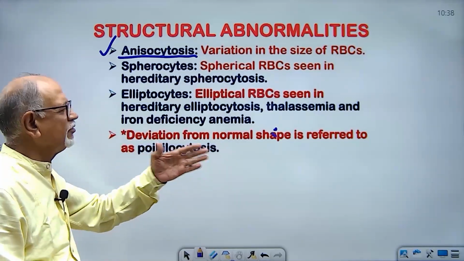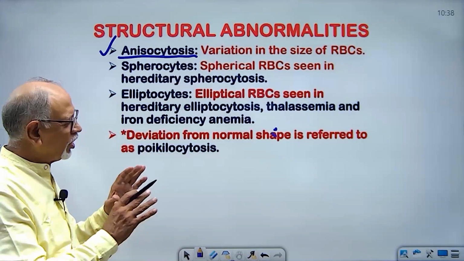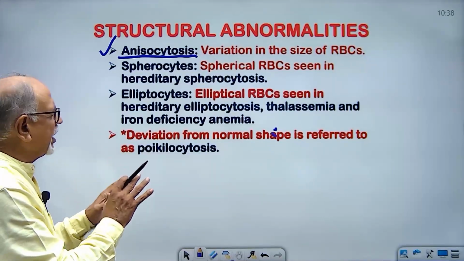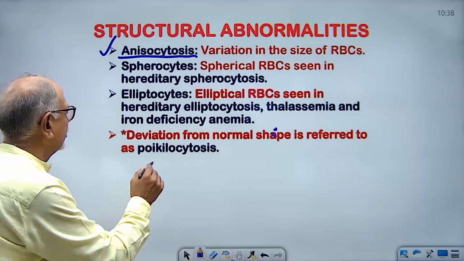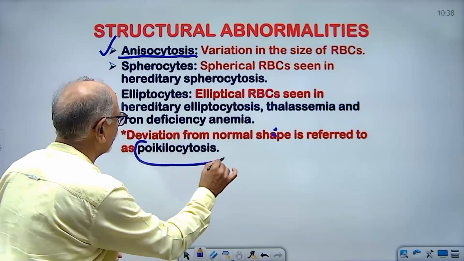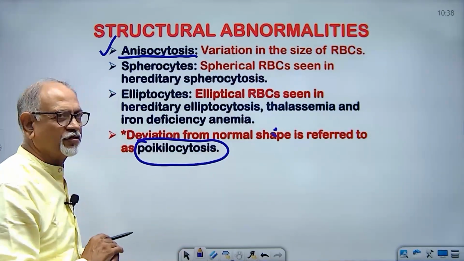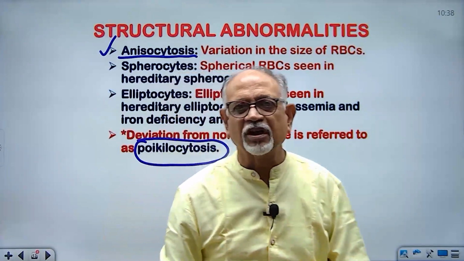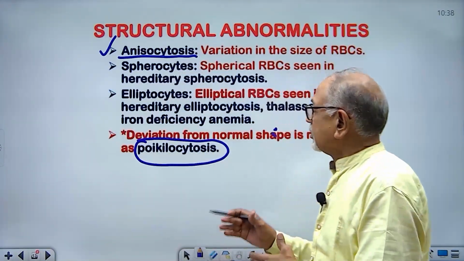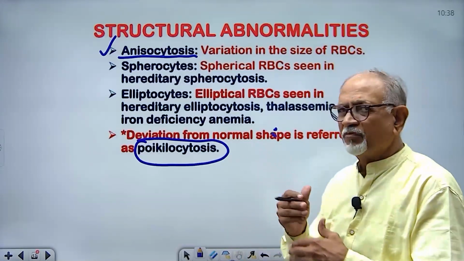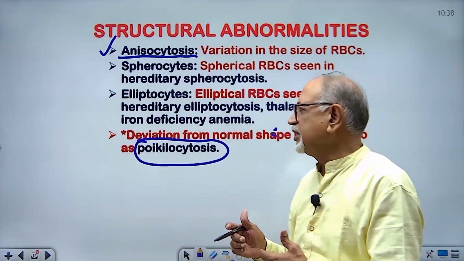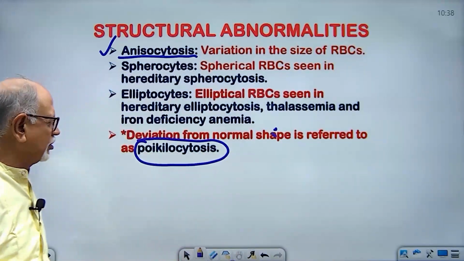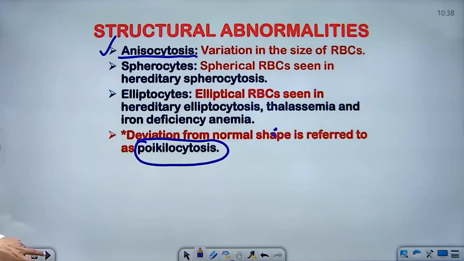Now, any deviation from the normal shape of RBC, such RBC is called poikilocytes. If they become spherical, if they become elliptical, if they become sickle shape, all such variations are covered in a common term called poikilocytosis.